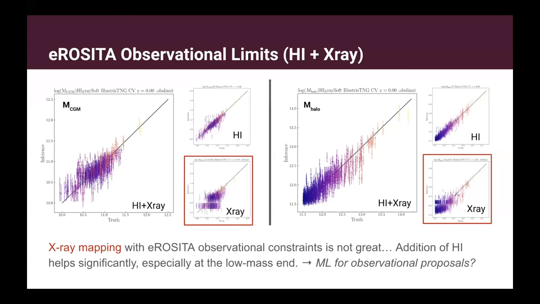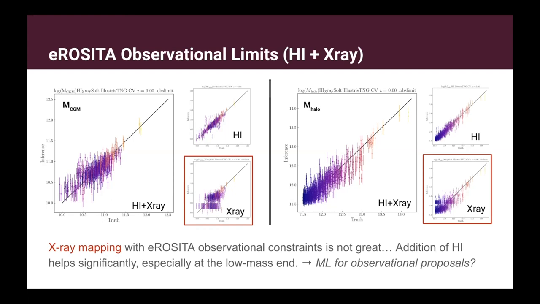Now going on to, well, what happens when the Euclid observational limits are taken into account? The large plots here are a combination of X-ray and HI, and the two small plots are HI separately and X-ray separately. The collection of plots on the left deal with M_CGM, and on the right, M_halo.